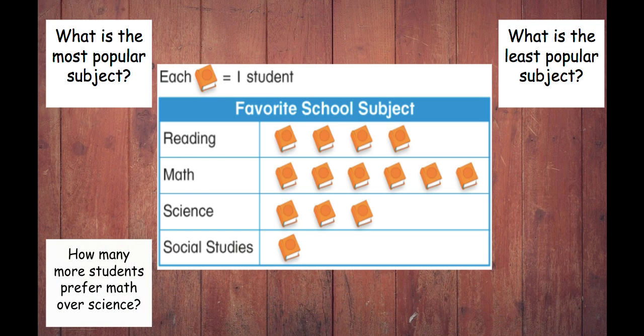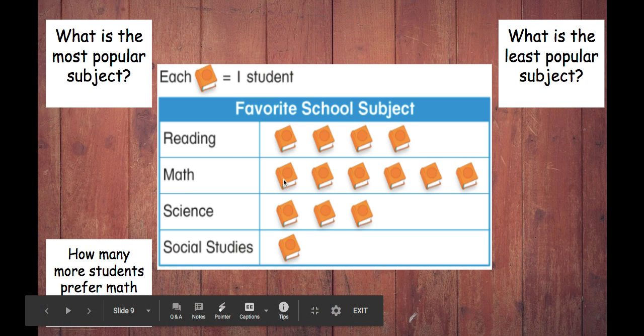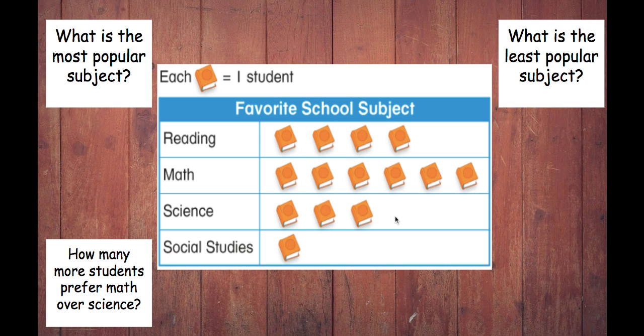So now how many more students prefer math over science? This one's a little tricky. Remember when we see those words, how many more? That tells us we're going to compare these two categories. So we're going to compare math and we're going to compare science. So we can see, oh, these books are all the same. And when we're comparing, we're looking for the difference. So we would have to subtract. So we would do math, which equals 6, minus science, which equals 3. And we can see that 6 minus 3 is going to equal 3.